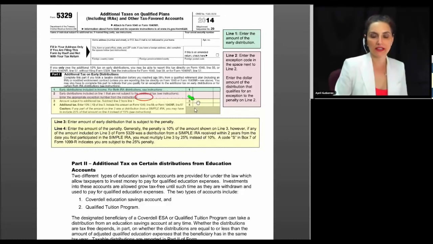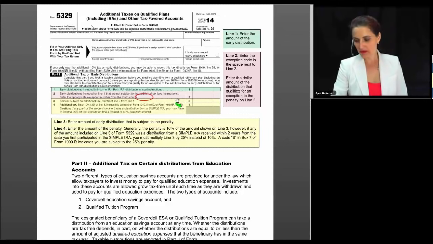And then you're going to take line 3, multiply that by 10%, and you're going to get the penalty that you need to include on the return. It's typically going to be 10% of the amount shown on line 3. But where it is a SIMPLE IRA, it's going to be 25% of the amount on line 3.